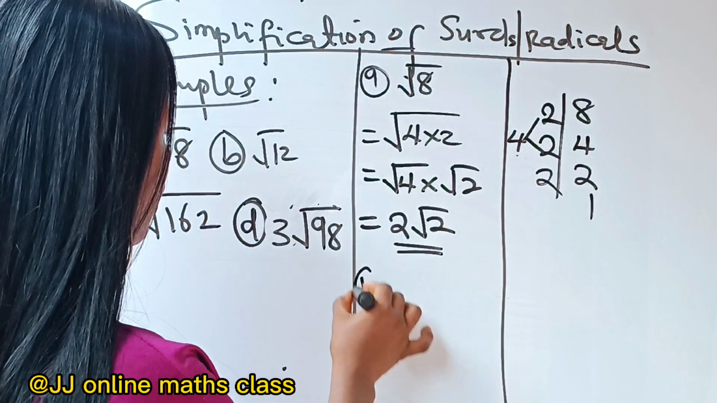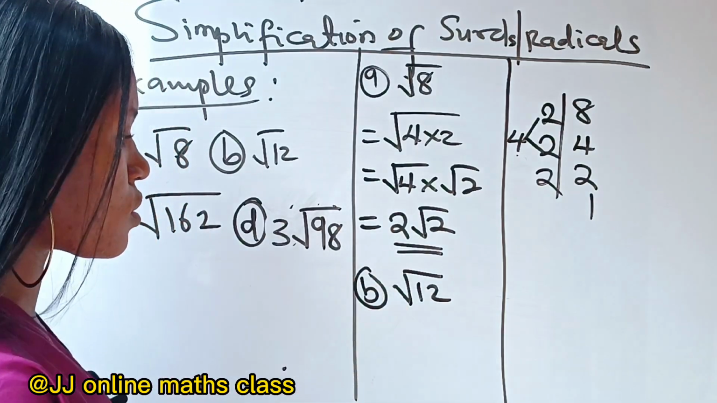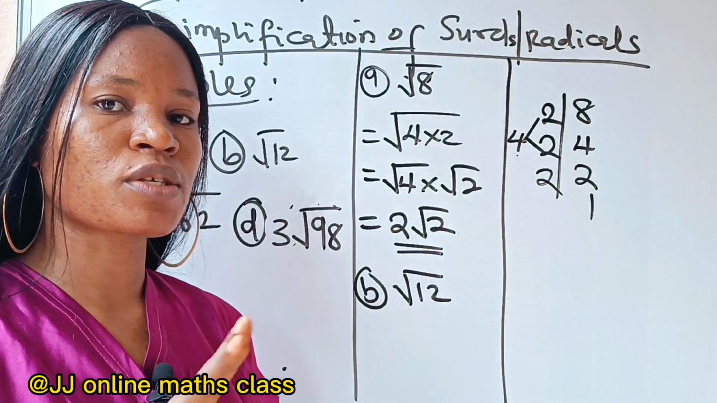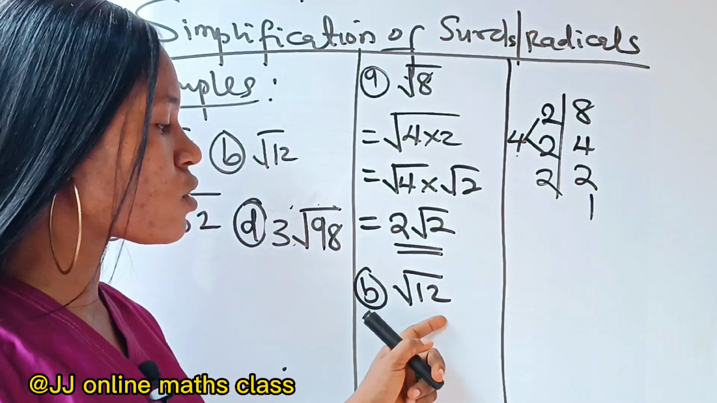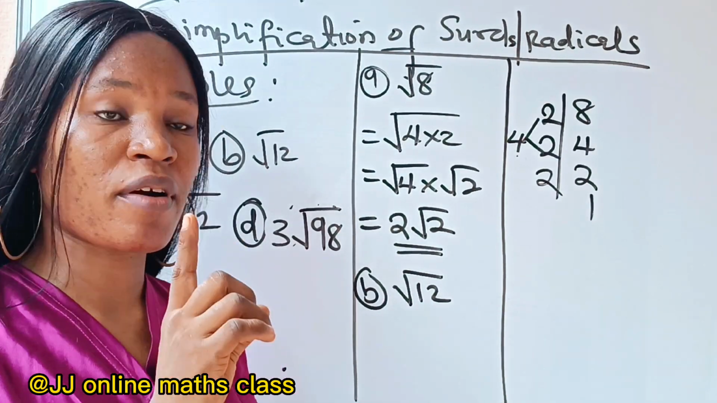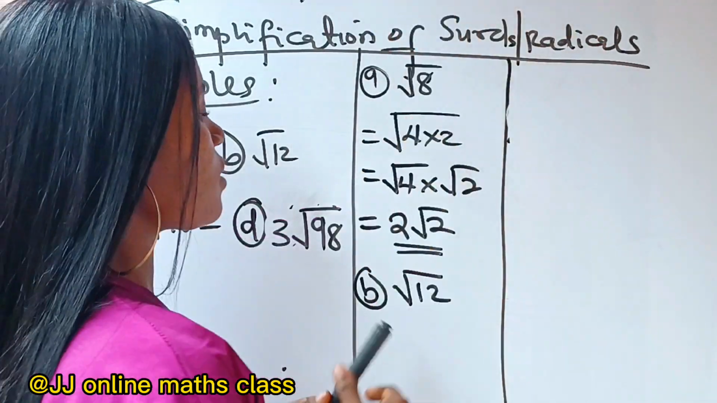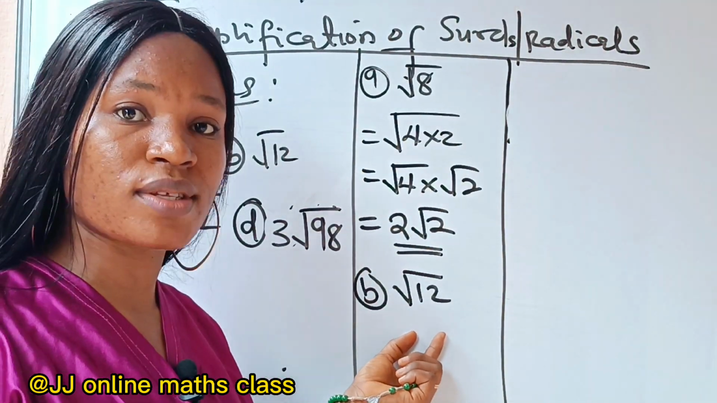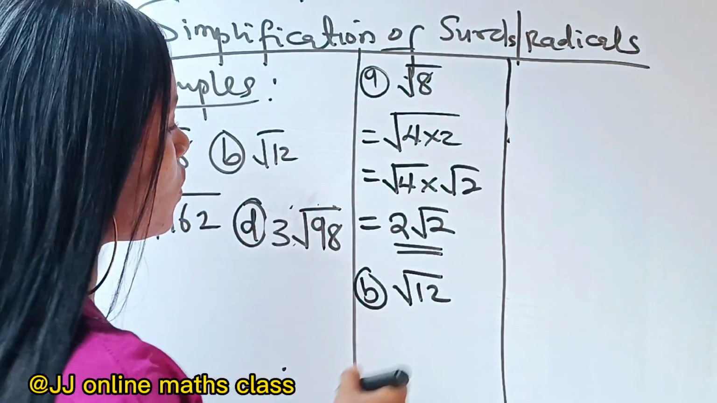Now B, we are asked to solve root 12. We need two factors of 12, and one of them must be a perfect square. Let's use this method and solve it. Remember what I told you. Looking at this, the solution is 4 times 3. But what if you don't know that it's 4 times 3? So let's do it this way.